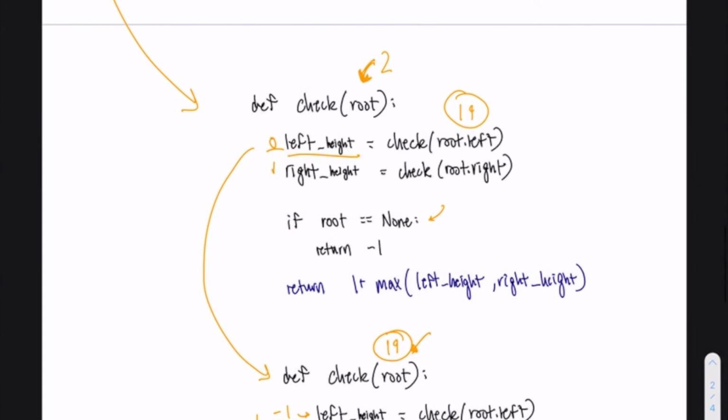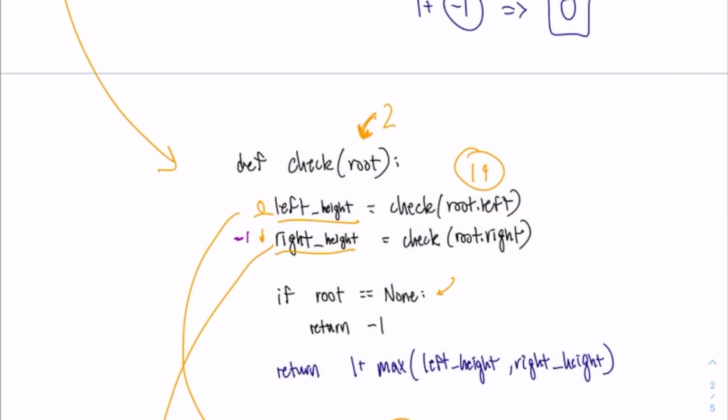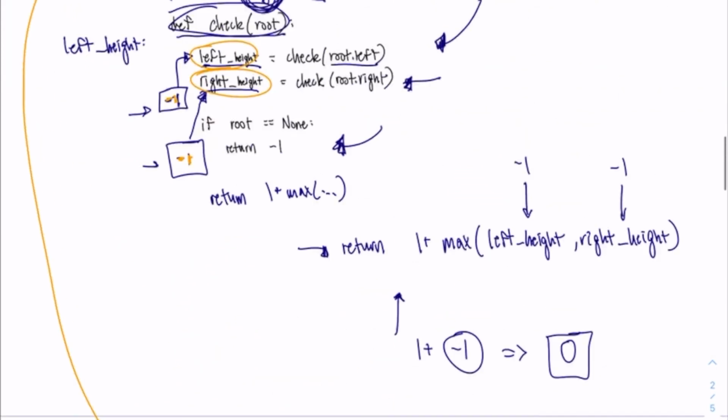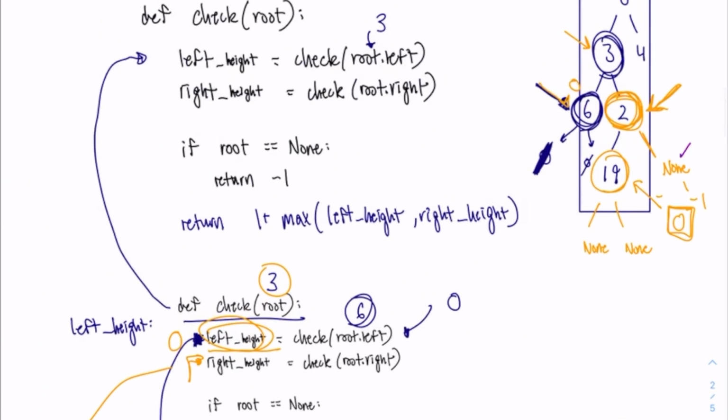So now that we found left height, we can move down to right height. Right height is equal to -1 because the root node of root.right is nothing, none. So therefore, check of none equals return -1. So right height has a height of -1. So this is -1.